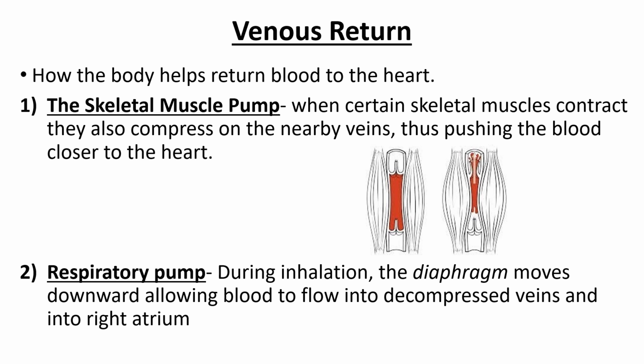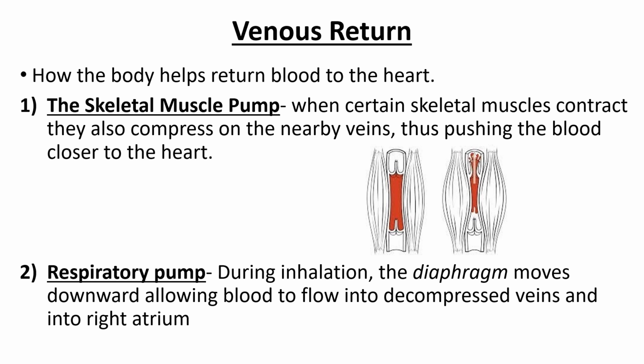The first is a skeletal muscle pump. And this is with certain skeletal muscles. When they contract, they're going to press on the veins that are right up next to them. And that's going to help push that blood through the next valve. So when muscles contract, we're squeezing the veins and pushing that blood through the next valve. That is my skeletal muscle pump. We're pumping the blood a little bit closer to the heart.